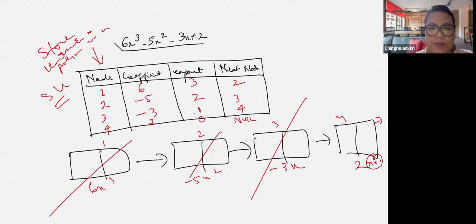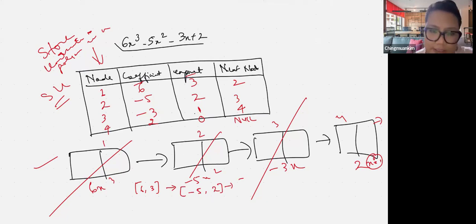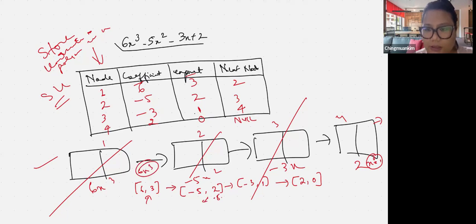This is a graphical representation of the node. So you can also make it like this: 6, 3, then pointing to the next, and then -5, 2. Then you have -3, 1. Then you have 2, 0. So what is this? Doesn't this satisfy 6x cubed? And this one satisfies -5x squared. This one's -3x, and this one, there is no sign for the plus now, so just 2.